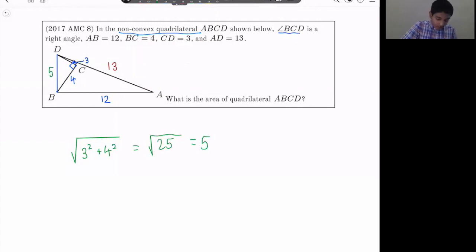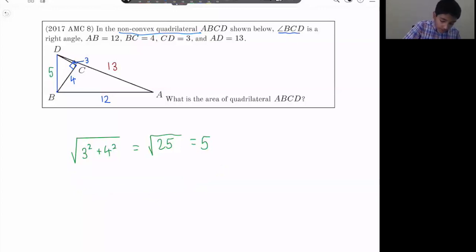If you forget the Pythagorean triplets by any chance, it's not that big of a deal. Just use the Pythagorean theorem. But a quicker way, since time on the AMC is crucial, is to just remember that 3, 4, 5 is a Pythagorean triplet. So be on the lookout for those kinds of signs.